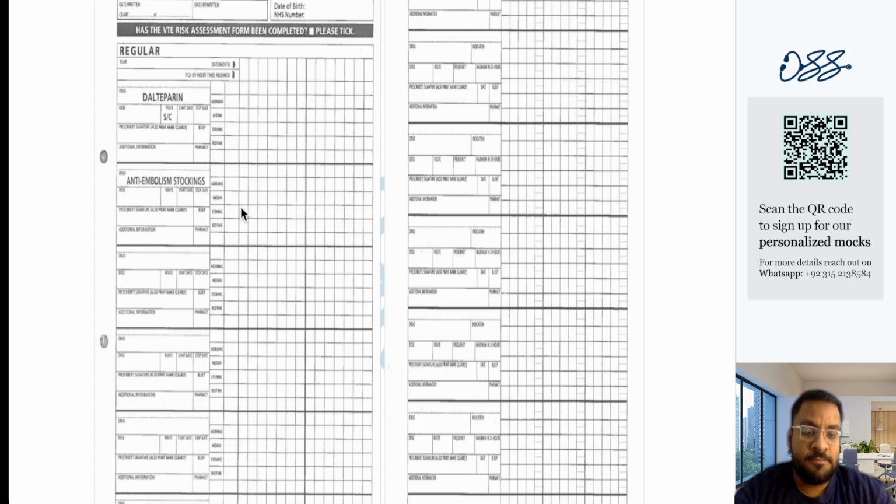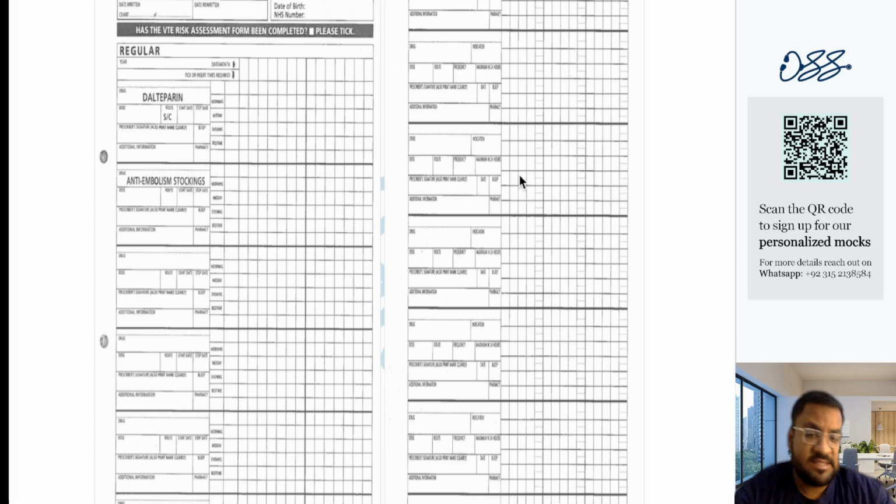Okay, like for example, the case of pulmonary embolism, in which you have to prescribe apixaban and rivaroxaban for a long period of time. So all of that would come in the regular section. Okay, and then on the next page, we have the as required sections.